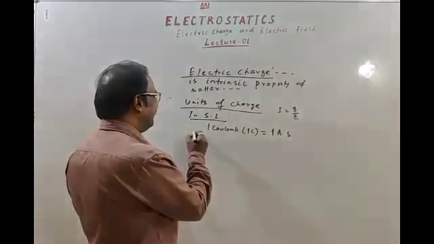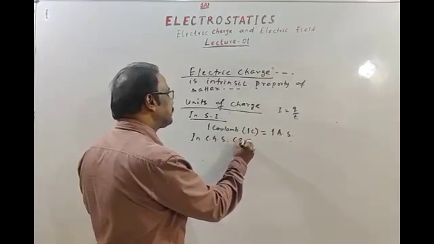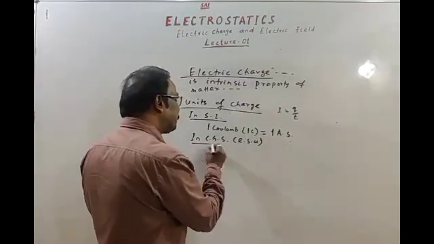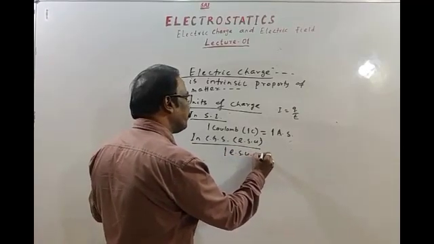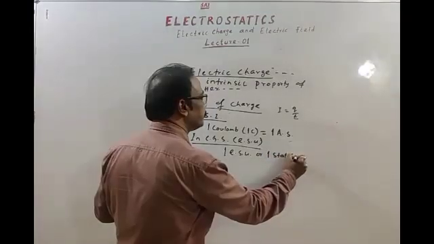Then in CGS, ESU, the unit of charge is 1 ESU of charge, or we may write it as 1 statcoulomb.